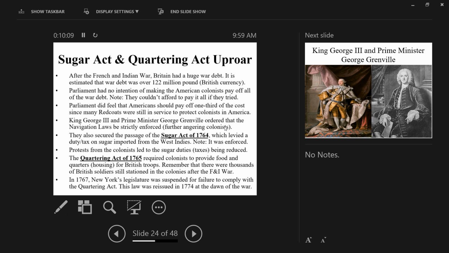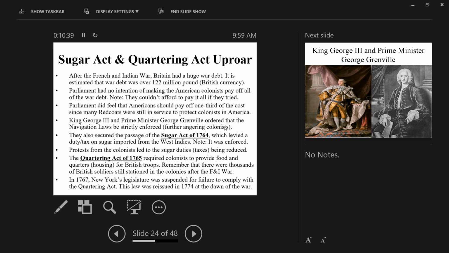So, King George III and Prime Minister, do you guys know what the job of the Prime Minister is in England? That person is the head of what? Parliament. Very good. Head of Parliament. Nice job. The Prime Minister was George Grenville. They ordered that the navigation laws be strictly enforced, which means no more what? Smuggling. Very good. Nice job. No more smuggling.